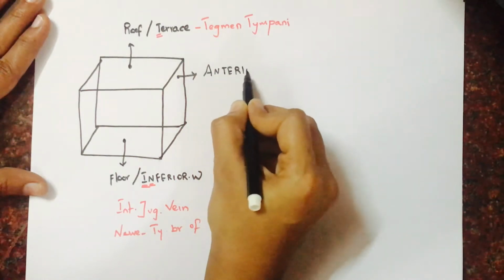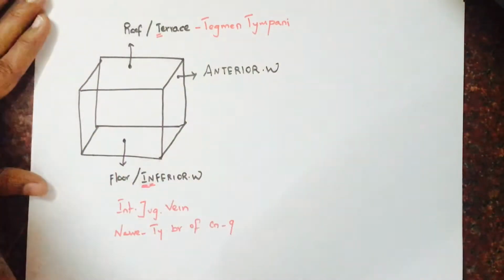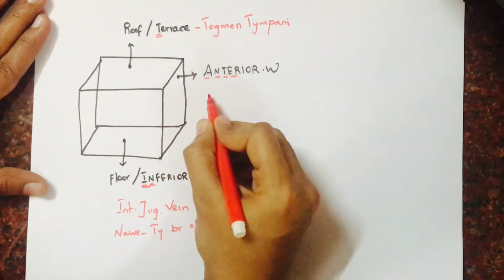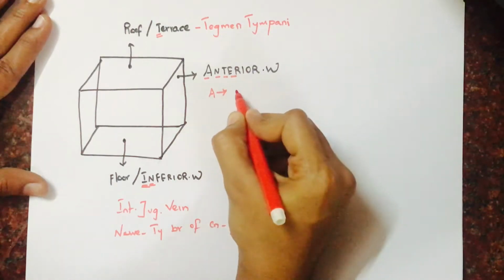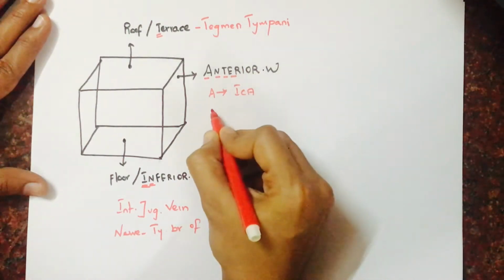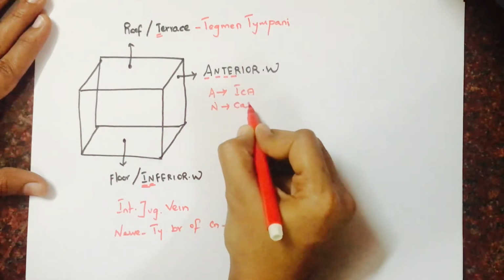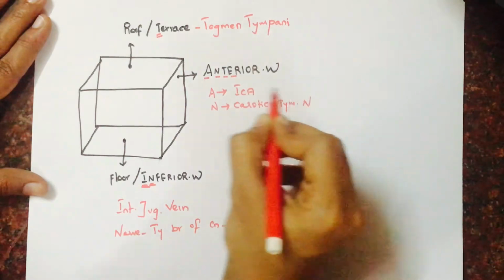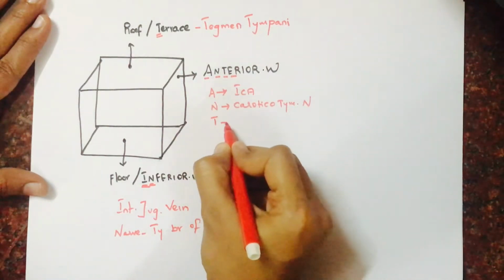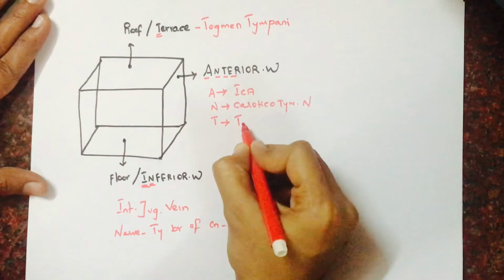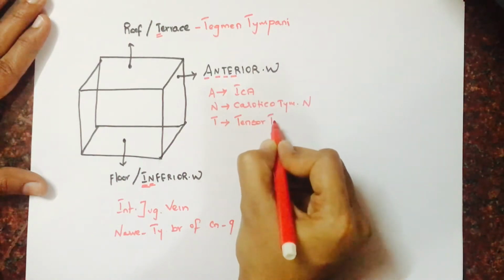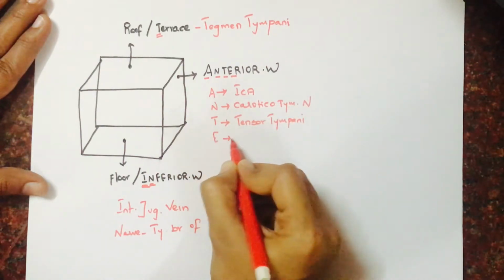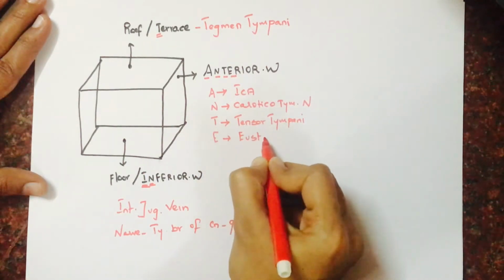Coming to the anterior wall, consider first four letters in anterior, A-N-T-E. A stands for artery, internal carotid artery. N stands for nerve, caroticotympanic nerve. T stands for tensor tympani. This is a muscle. And E stands for eustachian tube.